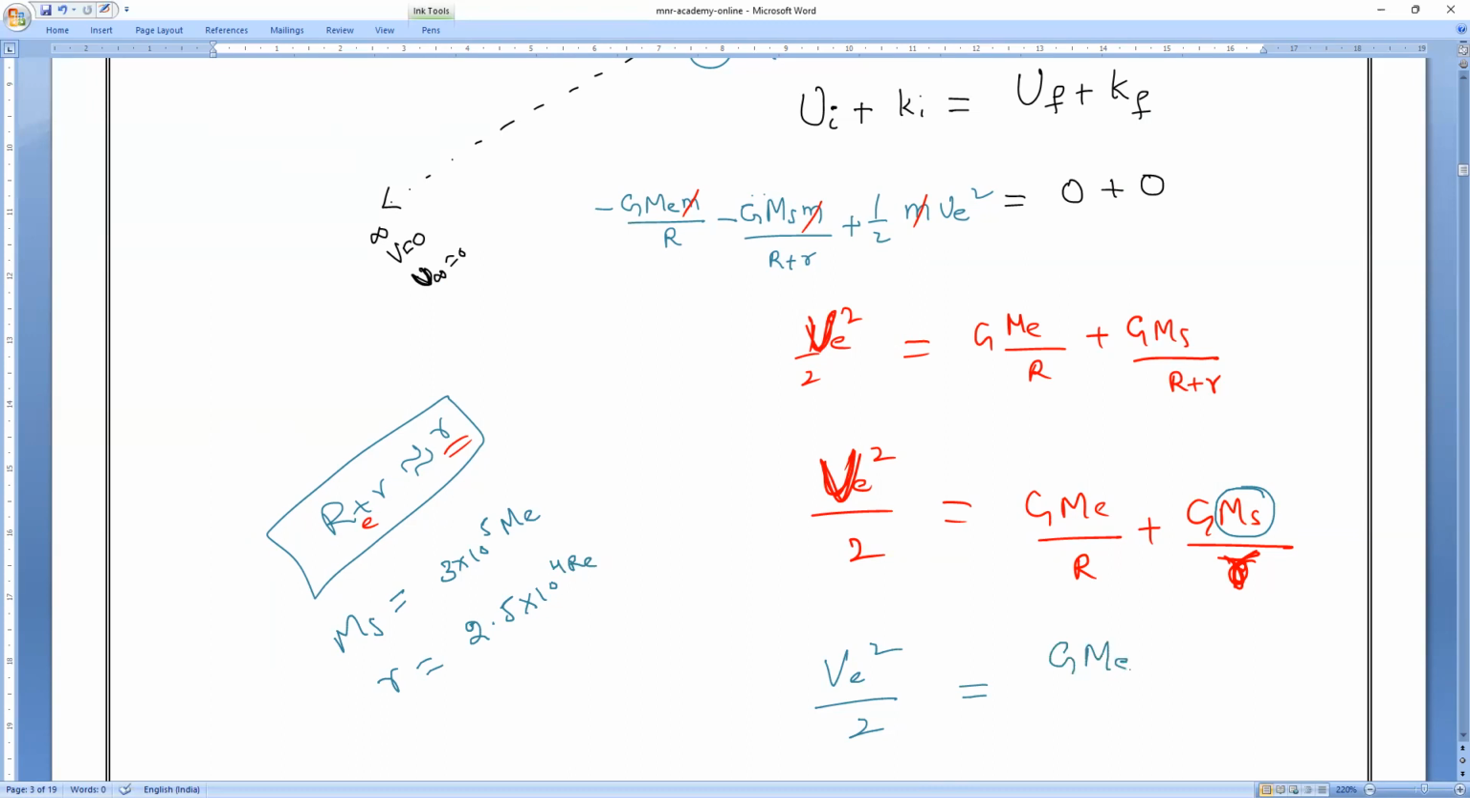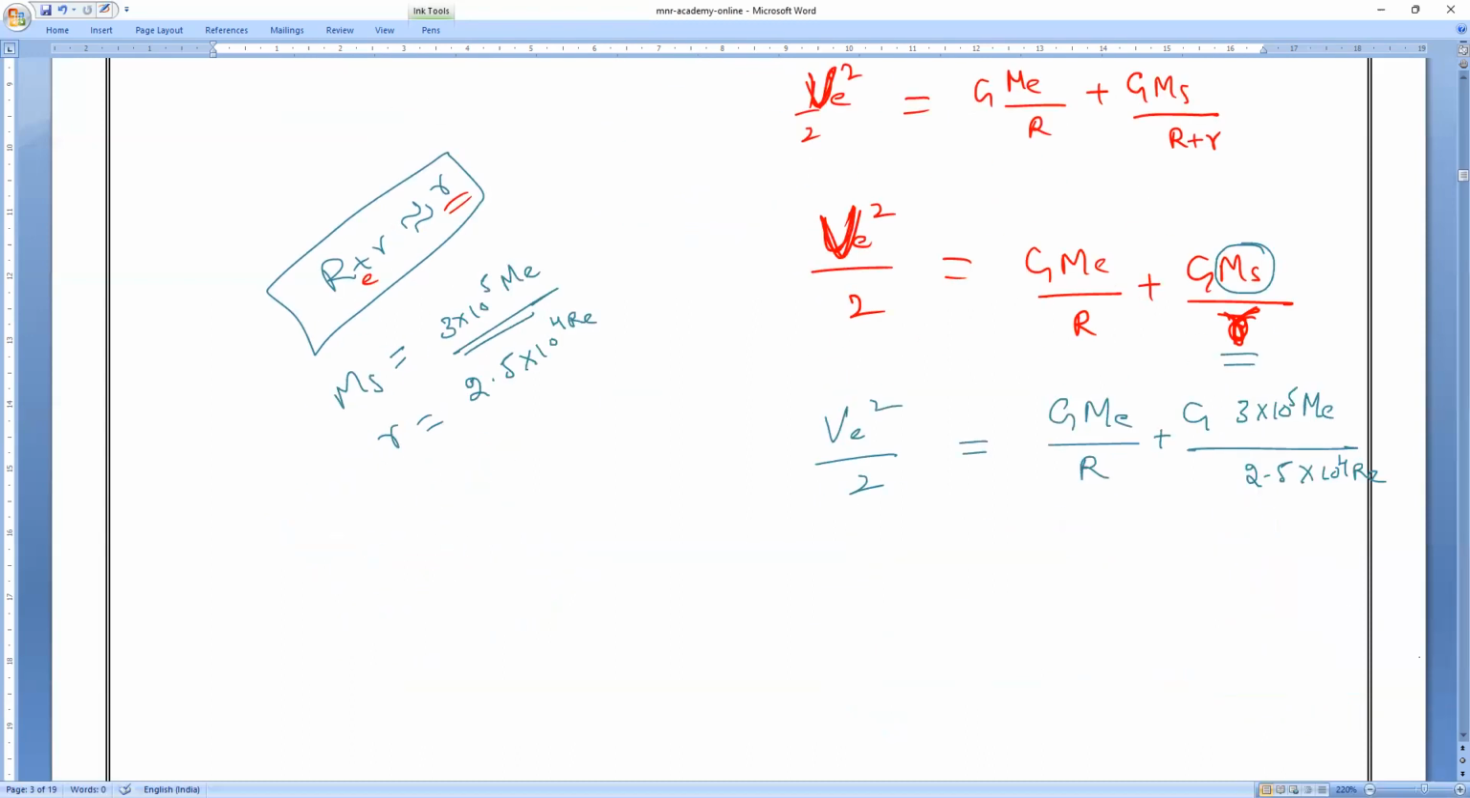So I'll replace it. Mass of the earth divided by radius of the earth plus G into mass of sun, which is 3 into 10 power 5 times the mass of earth, divided by r, which is 2.5 into 10 power 4 times the radius of earth. We are just replacing. Now you can notice that 10 power 4 and 10 power 5 will get cancelled. What is remaining? 10 power 1 is remaining.